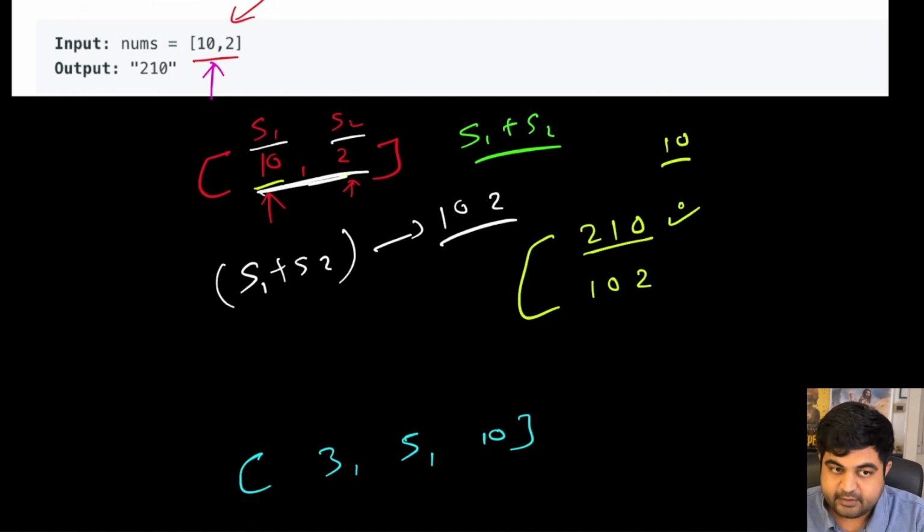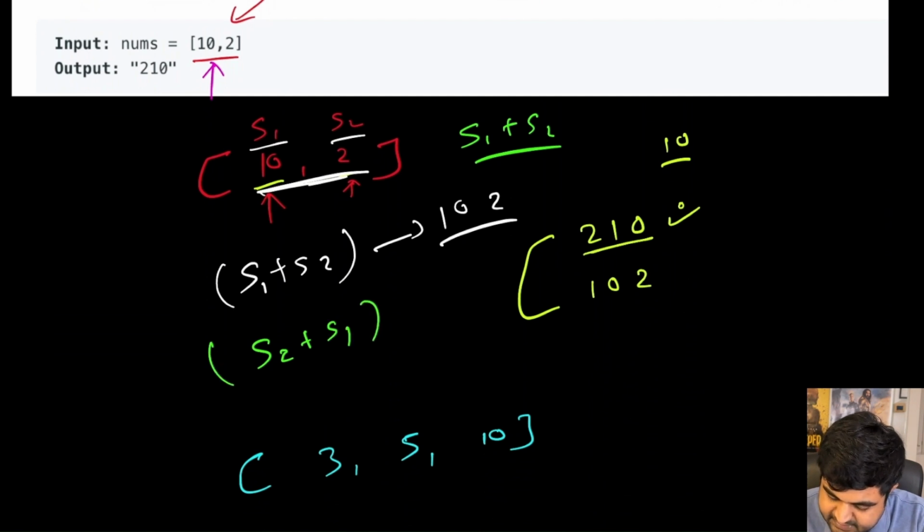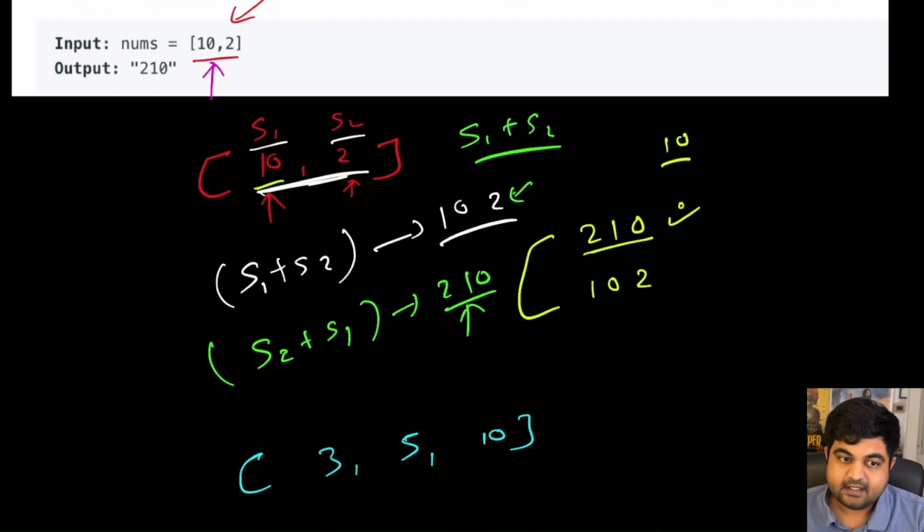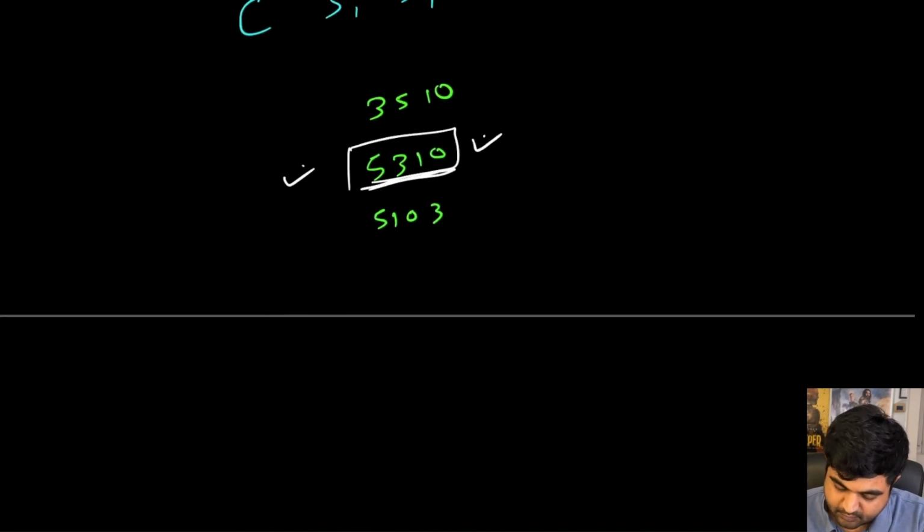which is this value combining these two numbers, or the second option is we concatenate string 2 plus string 1, and in this case the answer we get is 210. Because 210 is larger than 102, we are going to return 210 as the answer. Now this is a very clear hint on how we are going to solve this problem.